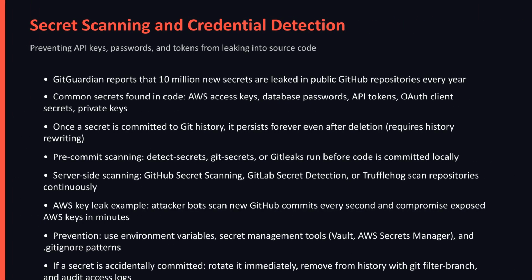Secret scanning is vital because exposed API keys are exploited by bots in seconds. Use pre-commit hooks to catch secrets locally. If a secret is ever pushed to a repository, rotate it immediately and audit your access logs.